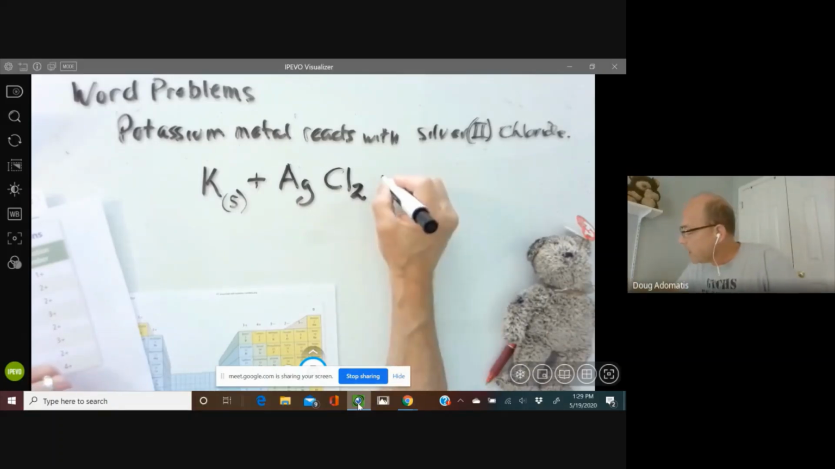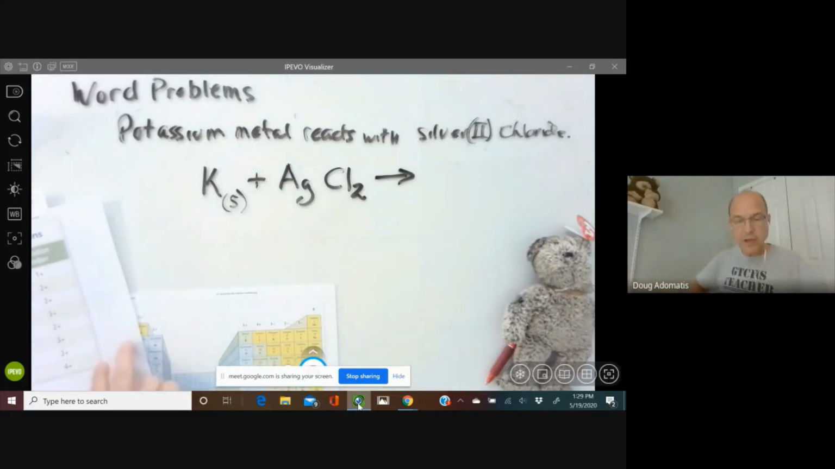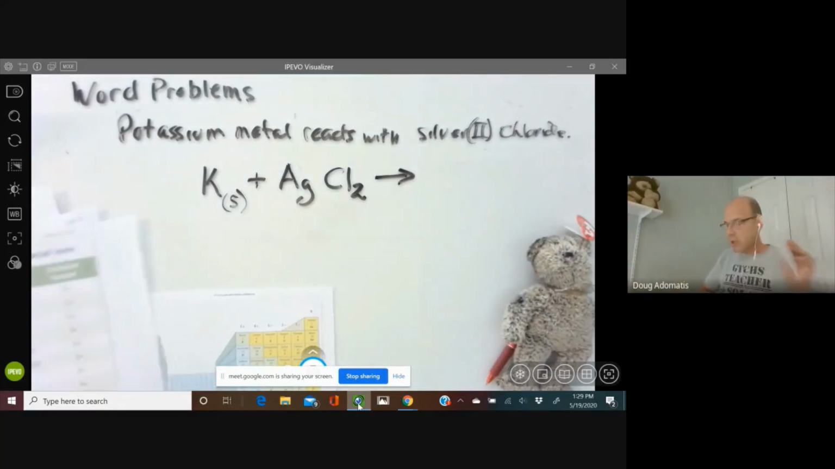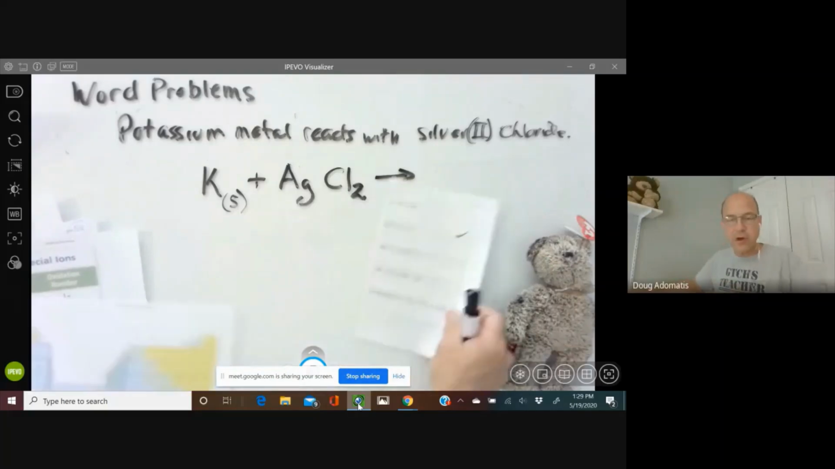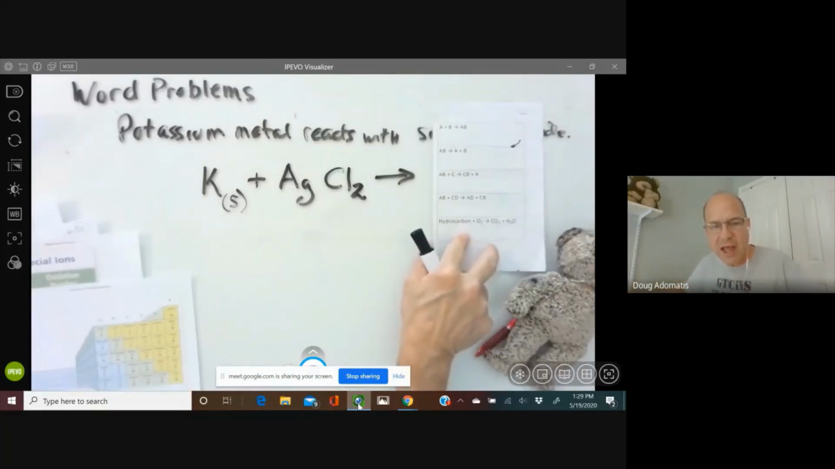Okay, and it is going to react with and form some products. In order to predict what those products are, again, you're going to refer to your model. And which one do you think that's going to be?